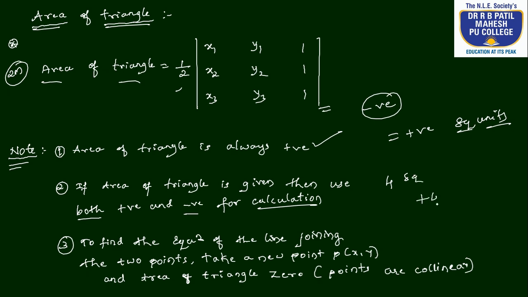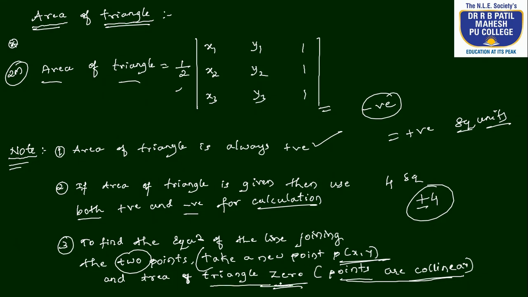Number 3, to find the equation of the line joining the 2 points, you have to take a new point, that is x comma y, and area of triangle 0, because those 2 given points and this one point P x comma y will be collinear. Suppose the points are collinear, then the area of triangle is 0. This one point you remember. Okay, these are the points. Let us have some questions on this area of triangle.